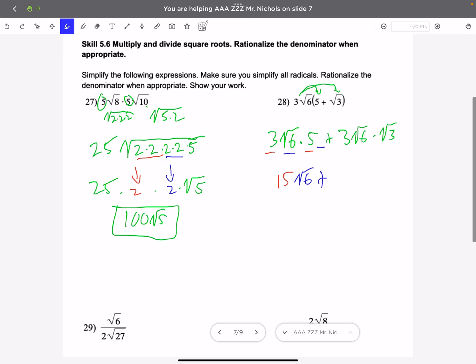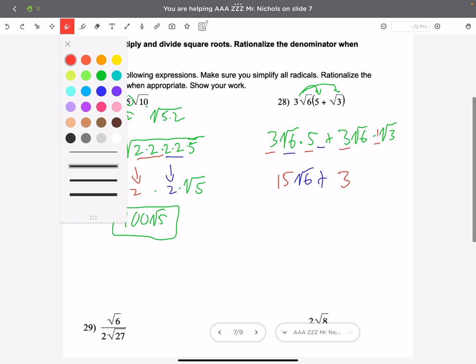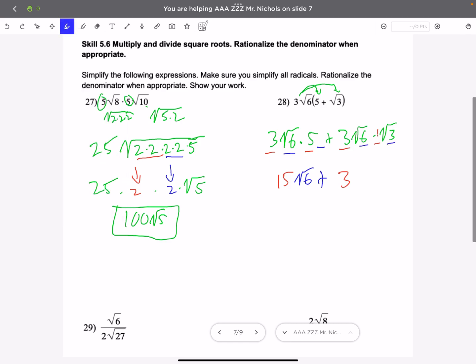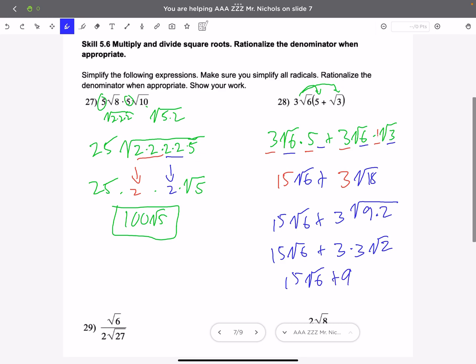Plus, same thing here. We would multiply the numbers outside the radicals, 3, and there's an invisible 1. And so that becomes 3. And then inside the radicals, we get 6 and 3, and that becomes square root of 18. Now, we can actually simplify 18, though. And so this becomes 15 square root 6 plus 3 times the square root of 9 times 2. And that becomes 15 square root 6 plus 3 times 3 square root 2, since square root of 9 becomes 3. So 15 square root 6 plus 9 square root 2. And I cannot combine this anymore, so that's my answer.